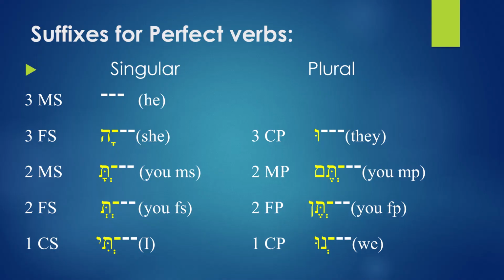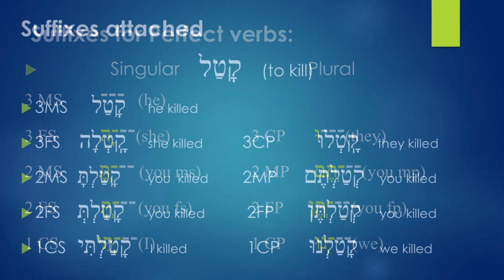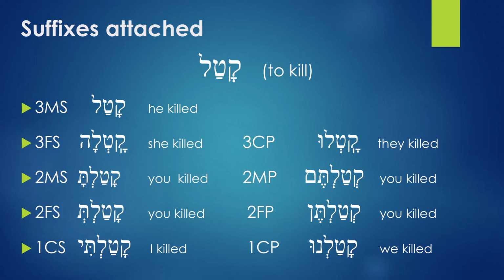Now let's look at some verb forms and how they add these suffixes. In the first example, we're going to use the verb katao. Katao means to kill. It means he killed. And so in 3ms, you have katao. Remember, 3ms is a basic form. It has no suffixes. This is where all these other forms are built. So 3ms, you have katao, which means he killed. 3fs, you have katla, which means she killed.